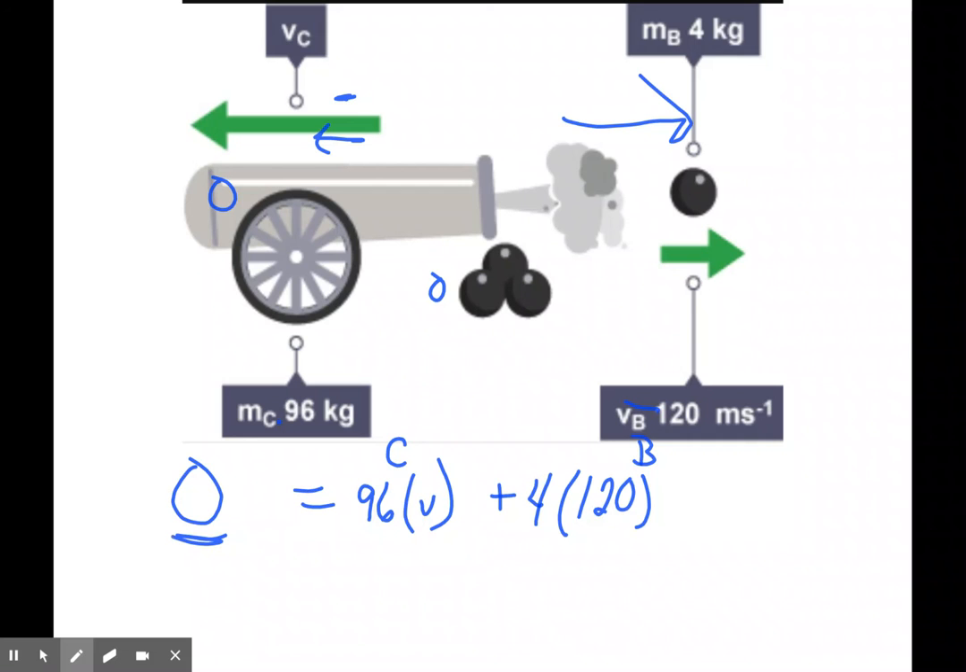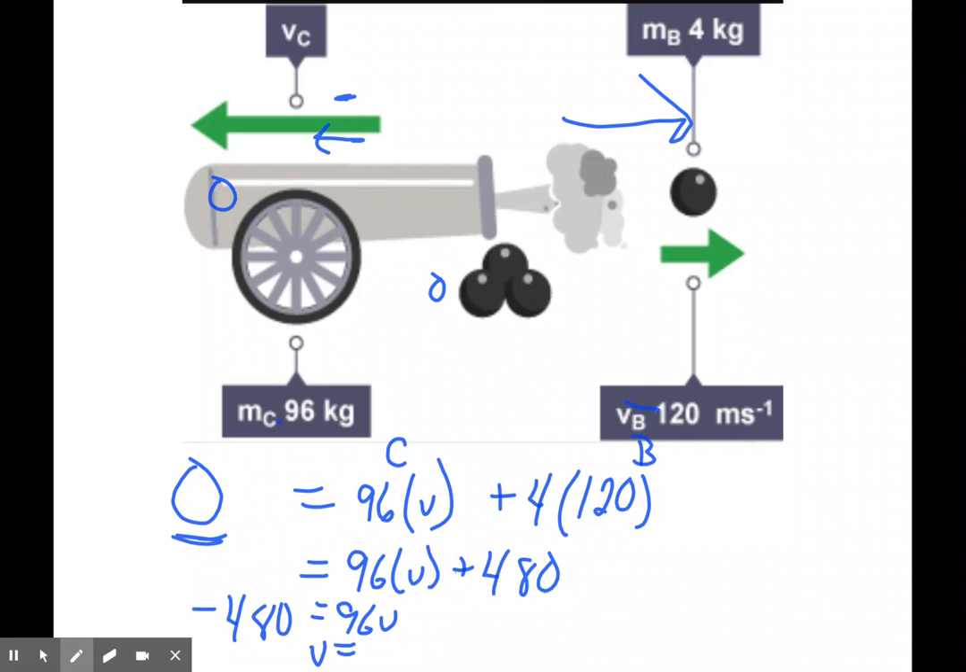So let's do a little math here. So 96 times velocity. So 120 times 4 is going to give me 480. So if we subtract it over, we'd have negative 480 equals 96V. So divided by 96, the velocity of the cannon is going to be negative 5 meters per second.